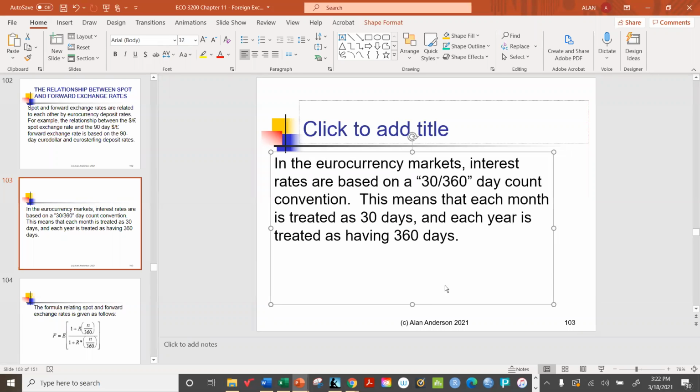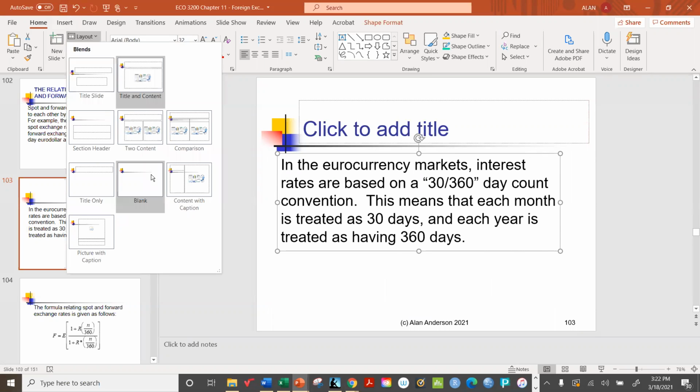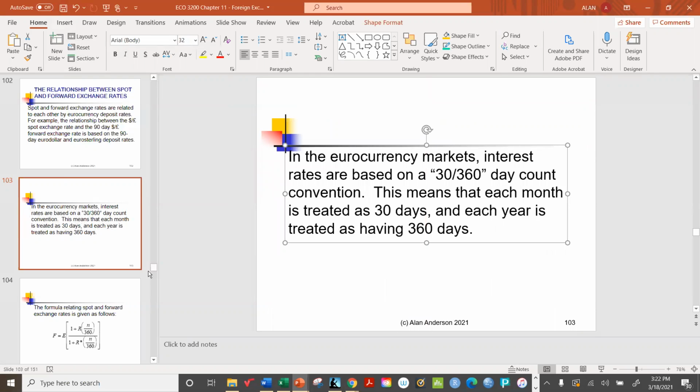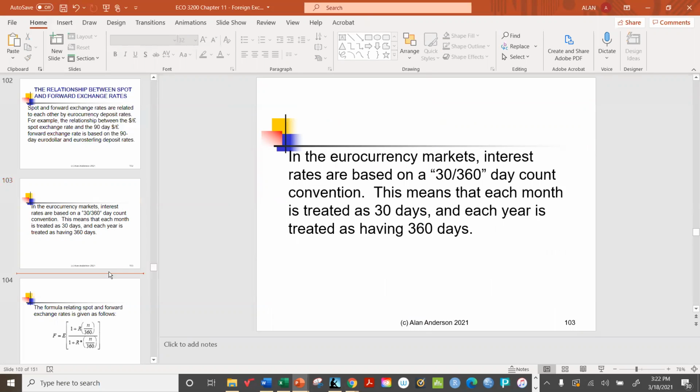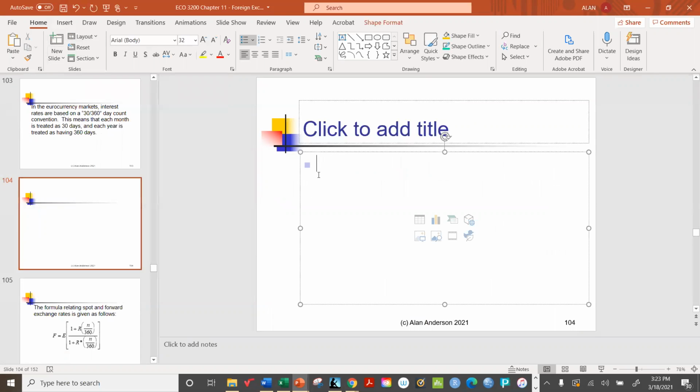Okay, so with that information in our back pocket, we're now going to be able to introduce the formula that ties together spot exchange rates with forward exchange rates. And it's through the interest rates paid in the euro currency markets. By the way, just as a fun little aside, you may have noticed when he was discussing the other currencies that are available in this market, the pound, if you notice, was referred to as euro sterling.